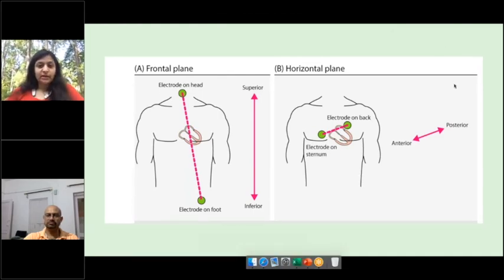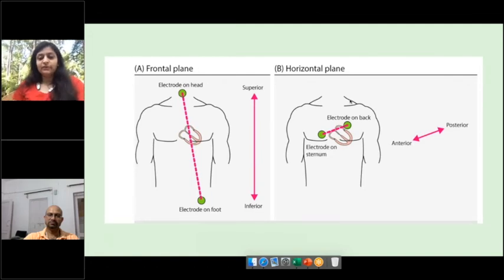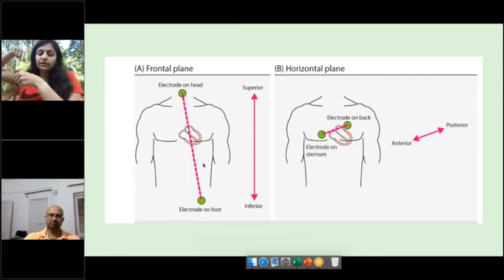Now you have to understand that they are looking at the heart from different planes, okay? So if this is your heart in the center of the chest, there are some leads which are cutting the heart like this, which we call the frontal plane, and then you're cutting the heart through the horizontal plane.